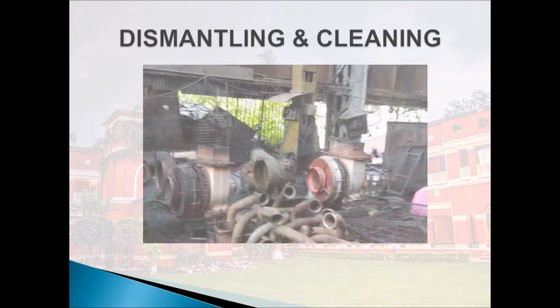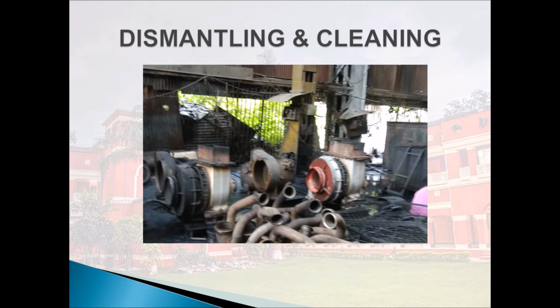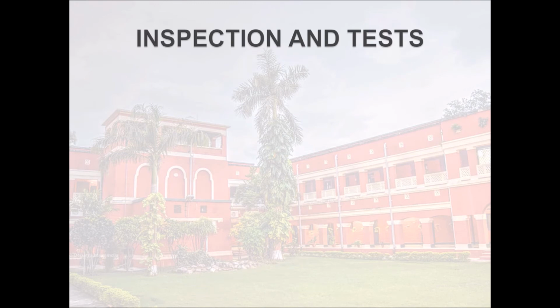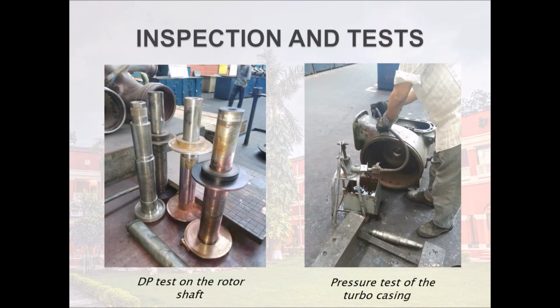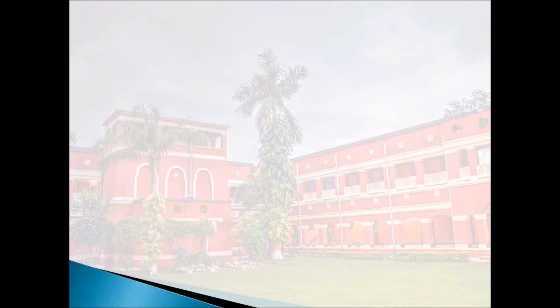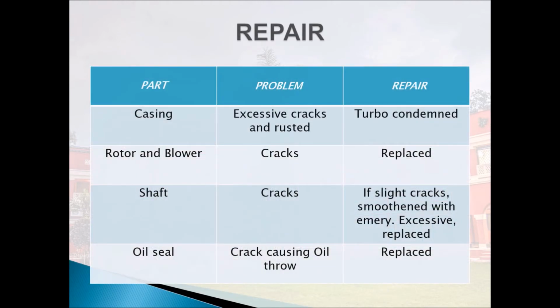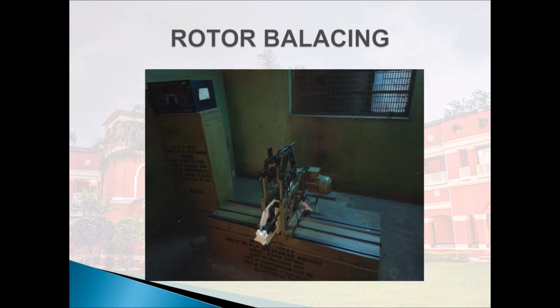Firstly, it is dismantled and all parts are cleaned. After this, all parts of the turbo supercharger are inspected using various tests like dye penetrant test and pressure test. Then the various defects found in the testing stage are repaired. This table shows the main defects in various parts of the supercharger and the repairs done. After repairing the rotor assembly, balancing is done to remove any imbalance which can cause excessive vibration and stress while rotating.